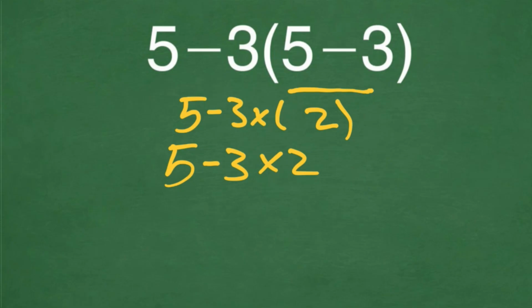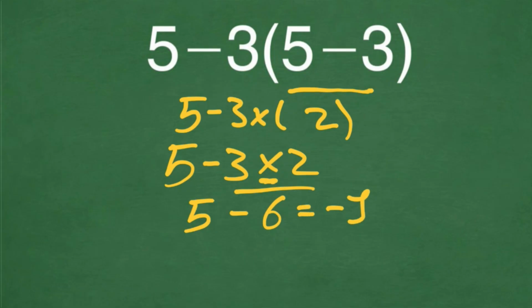And according to the order of operations, we have to solve the multiplication before the subtraction. So we solve 3 times 2 first. 3 times 2 is equal to 6. And 5 minus 6 is equal to -1. So the correct answer is -1.